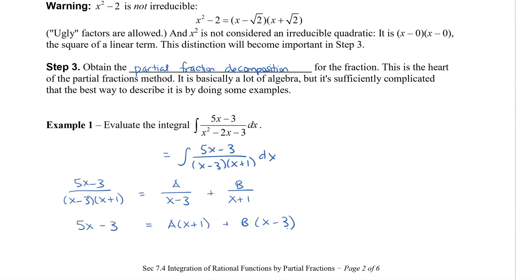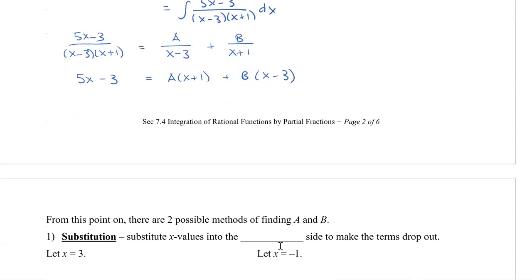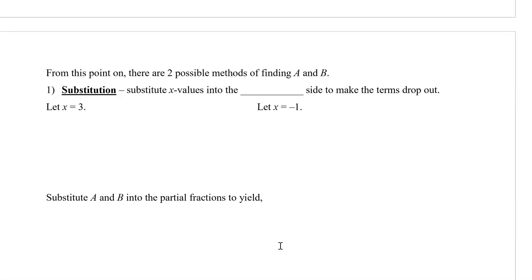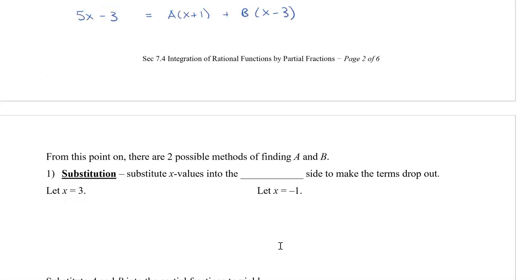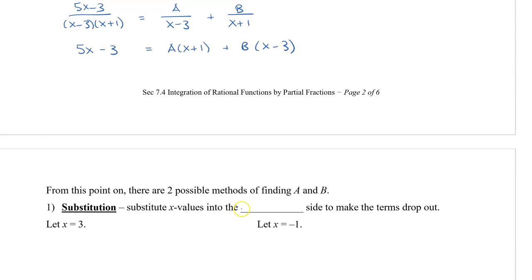All right, from here on, there are two methods to find A and B. The first one is that we're going to substitute x values into the right-hand side of the equation to make the terms drop out. The right-hand side is the side containing A and B. So for example, let's say that x equals 3. If x equals 3, B would be multiplied by 0 and would no longer be part of the equation. So then we would only have to solve for A.